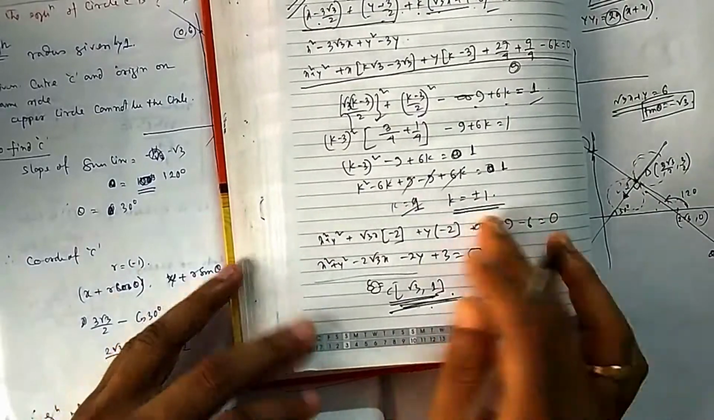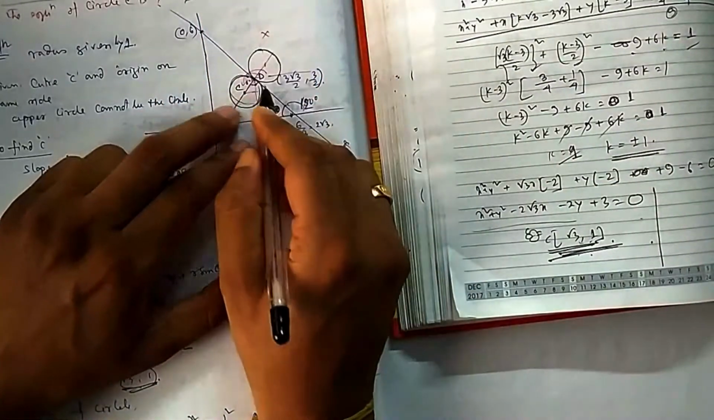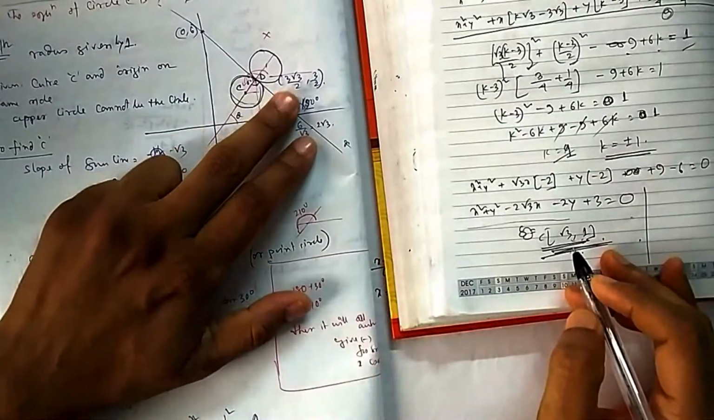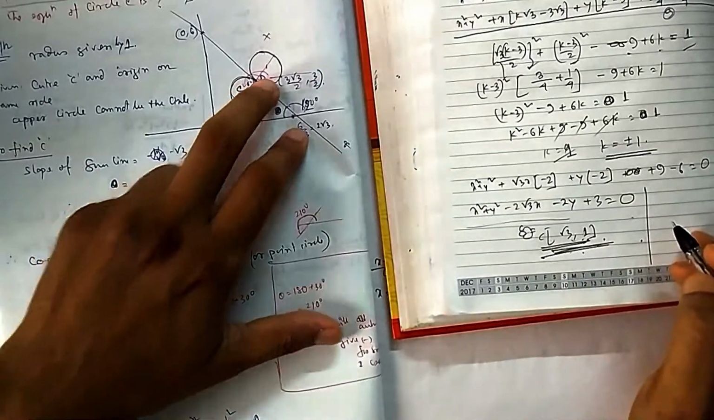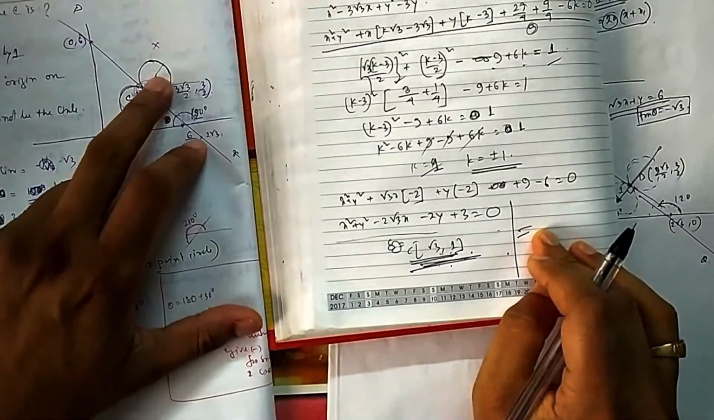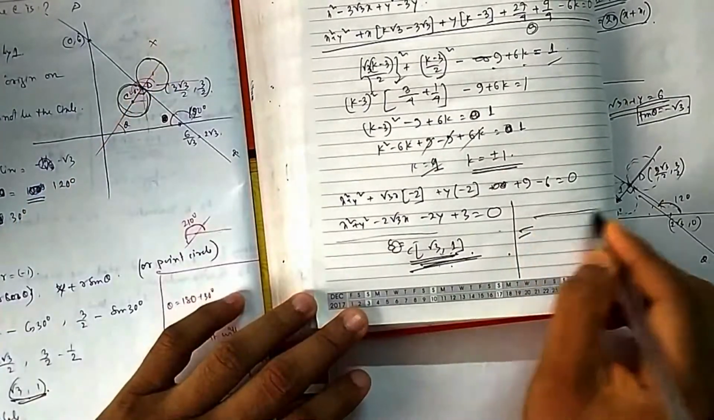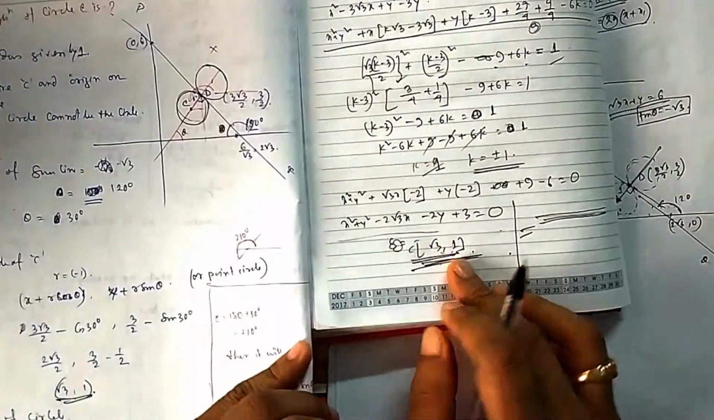If you put plus 1, you will get root 3 comma 1 as center. So it should be less than 3 root 3 by 2, because it should be below this point. Another one you will obviously get if you put minus 1, I am not doing it here. If you put minus 1, that center will be above this one. So you will have two circles from this, but you need this one.